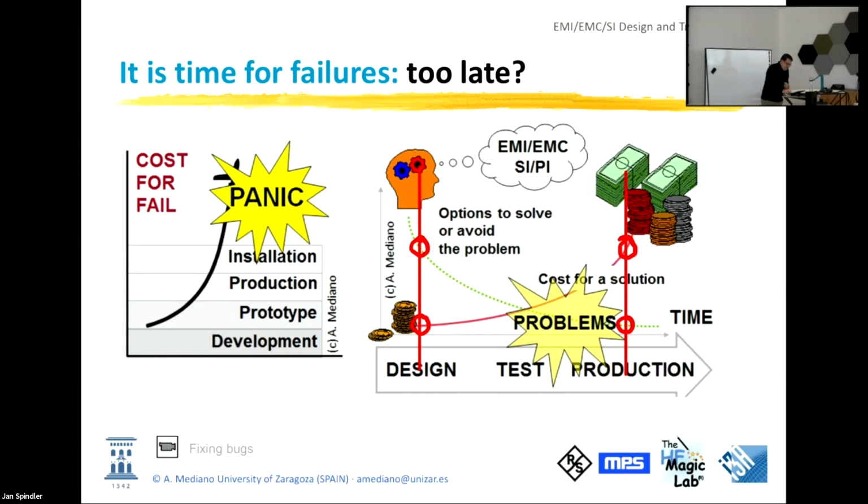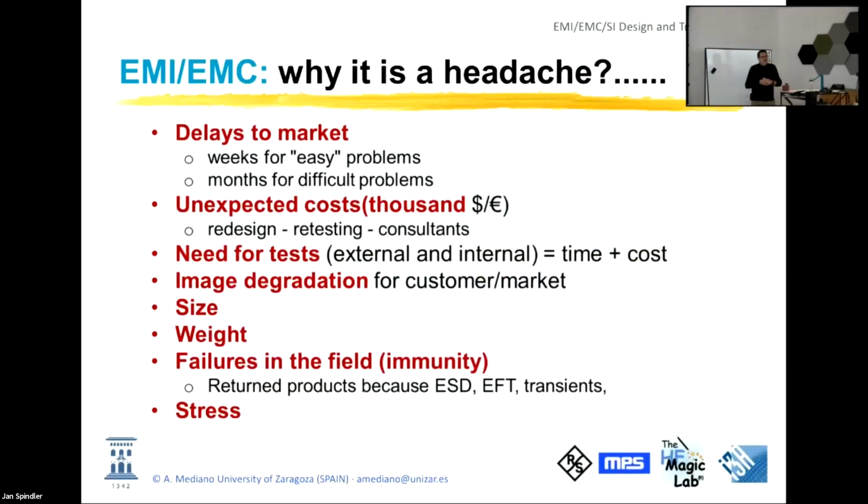Okay, so when you are failing in that situation, you obtain a lot of different problems. One, delays to go to the market. In my experience, if the problem is not very difficult, you will typically spend weeks to prepare the changes that go to production. But if the problem is medium or difficult in EMI, you will spend perhaps months until you obtain a new prototype that is able to pass the test. Second, unexpected cost.